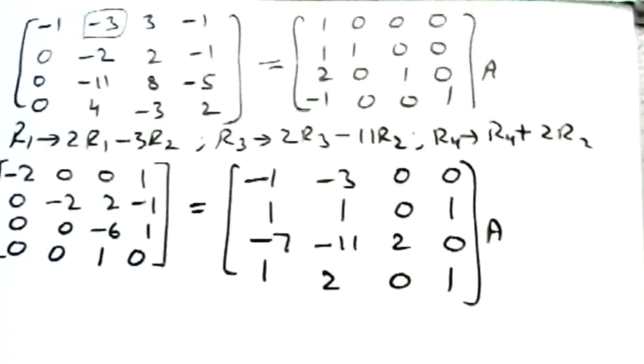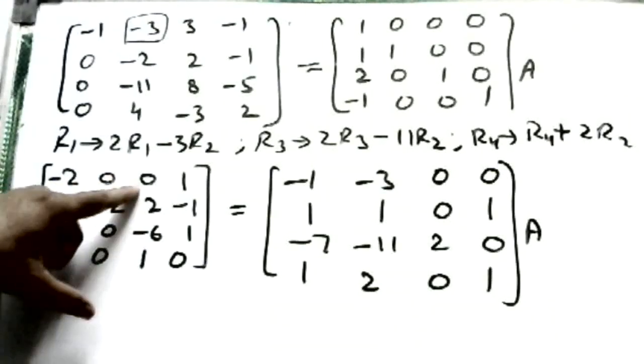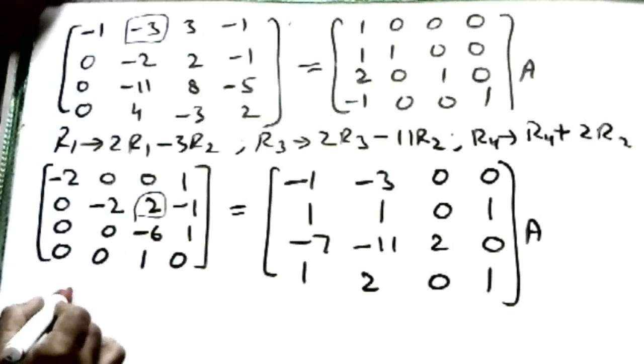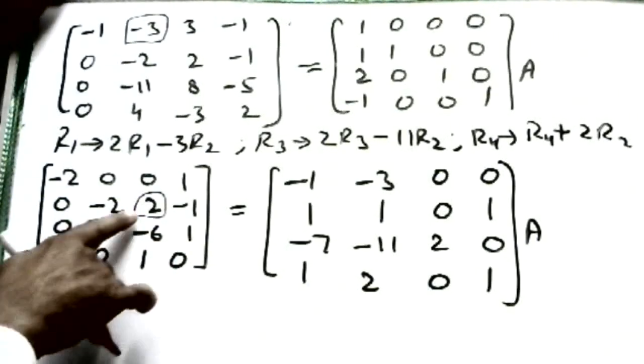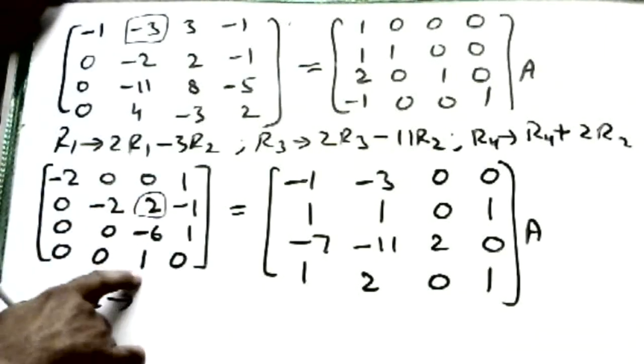Let me go for the third step. What is the third step here? We have to make this 0, this 0, this 0. This already became 0. So we want first this one 0. So this is R2 implies. Multiply with 3. 3 2s are 6, minus 6 will become 0.